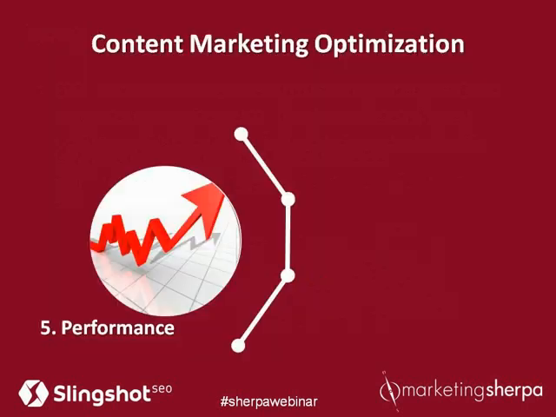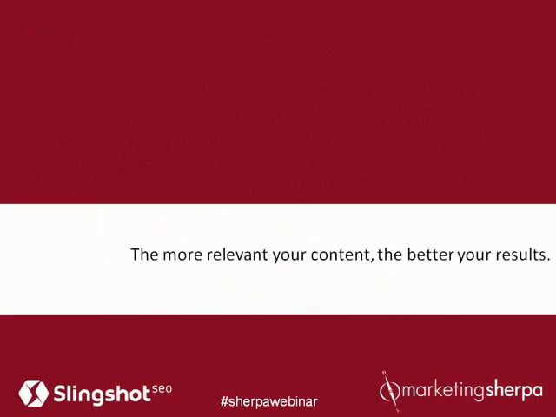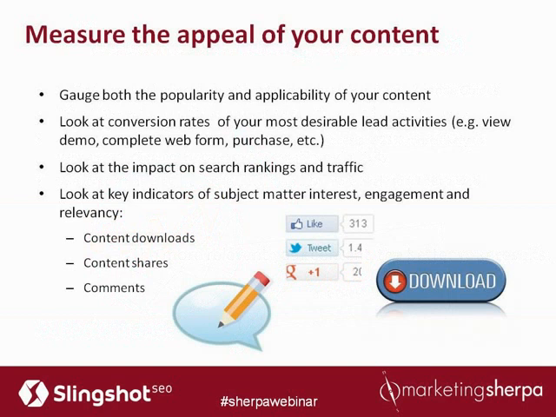Okay, so let's move into our last point, which is on performance. The idea here is that the more relevant your content, the better your results, and you're only going to know this by measuring the impact. So measure the appeal of your content. You want to gauge both its popularity and its applicability.